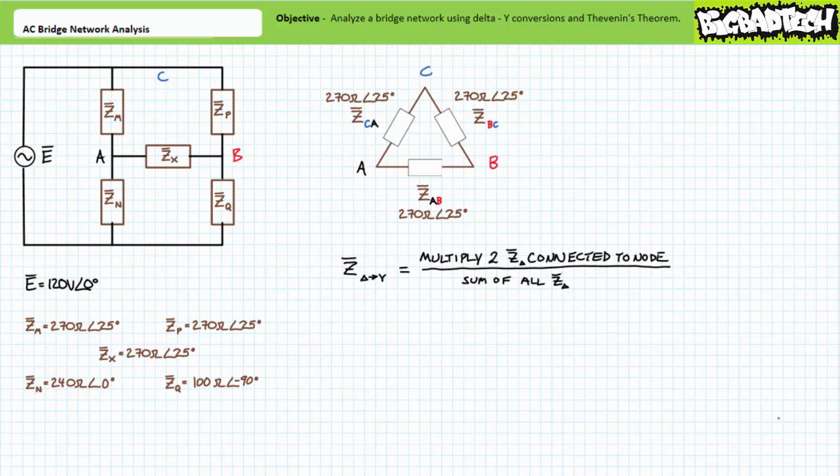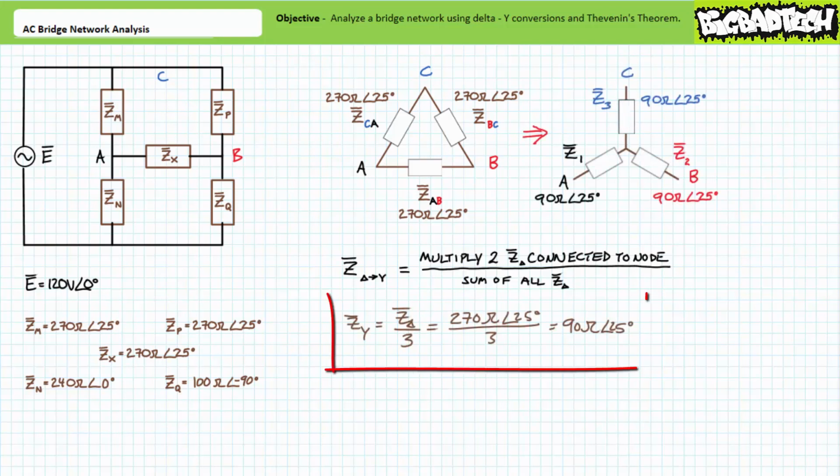Given this is a balanced delta network, all delta impedances are the same, and we can make use of the shortcut, where each balanced Y impedance is 1/3 the magnitude of the balanced delta impedance. Zy equals Z delta divided by 3. Substituting in our given values yields a balanced Y impedance of 90 ohms at an angle of 25 degrees.